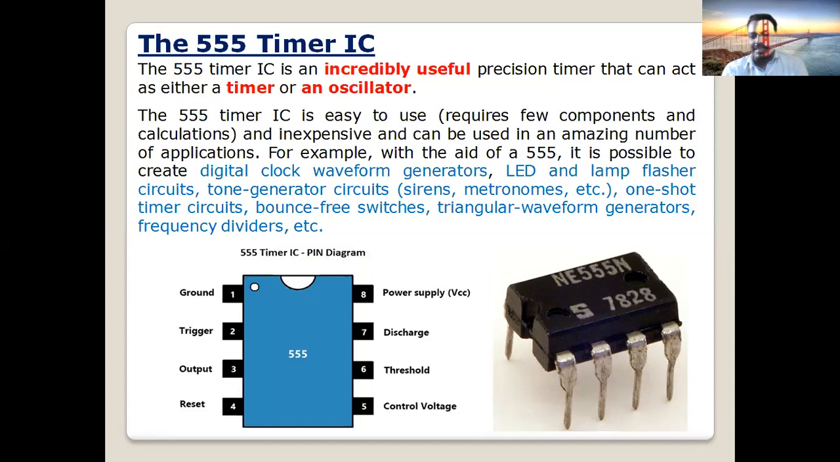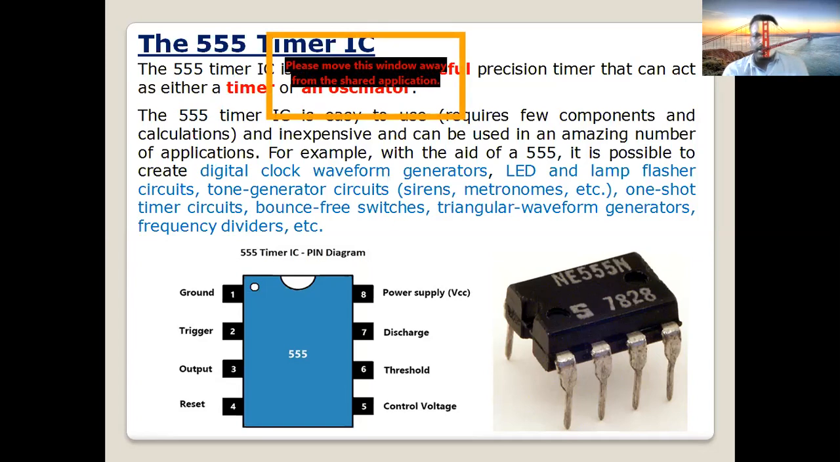So what makes this device smart? Because it is easy to use. What does it mean that it's easy to use? By adding some additional components, a few capacitors and resistors, we can use this device for so many applications. As I said, it can be used in thousands of applications, so it's easy to use. That's one important advantage.